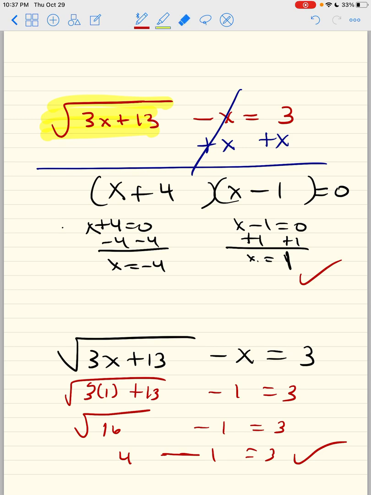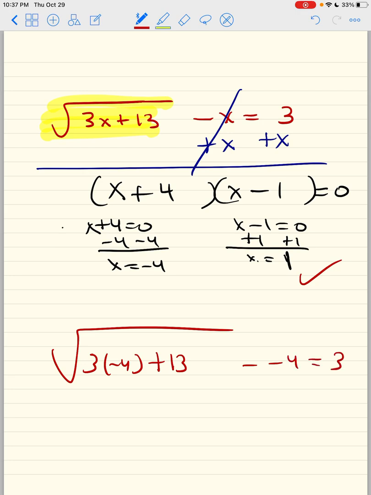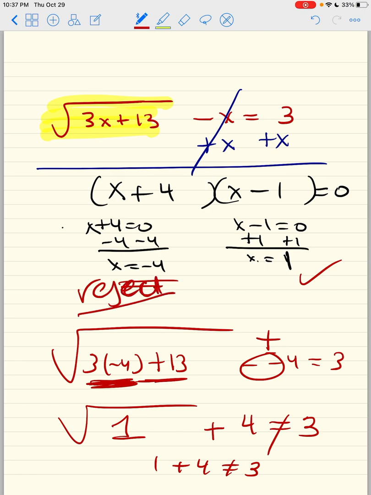Let's try negative 4. Negative 4 looks weird. So let's see if that's going to work. So we have 3 times negative 4 plus 13 minus a minus 4 equals 3. Remember, it's a minus and then it's a minus 4. So this here is going to be negative 12 plus 13 is 1 plus 4. Does that equal 3? That does not equal 3. The square root of 1 is 1. Minus minus makes a plus. So we need to reject this person. Don't forget to reject this person.